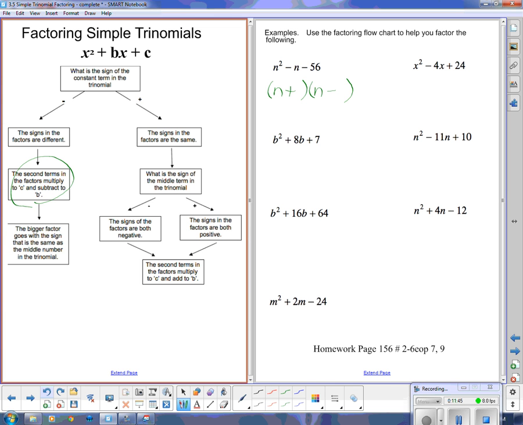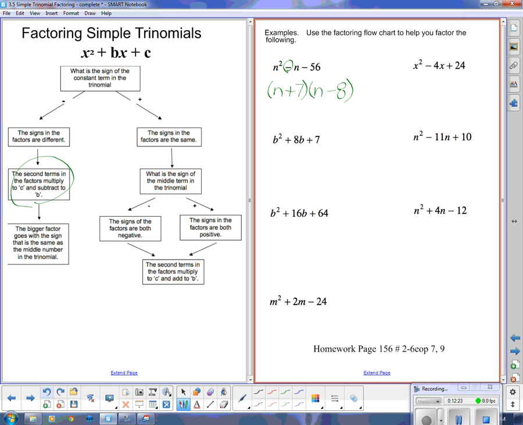So now we have to ask ourselves, going down the factoring flowchart, we know that the second terms in the factors multiply to C, and since the signs are different, they have a difference of B. So we have to multiply to 56 with a difference of 1. And you can even kind of read this backwards. You can say, what multiplies to 56 and subtracts, because there's a minus sign there, to 1? So the answer is 7 and 8. And since my middle sign is negative, I have to put the bigger number here. So I put the 8 there and the 7 there.